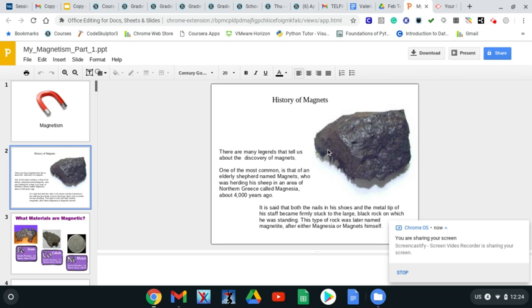A little fun history. Some tell us about a Greek guy named Magnes who lived in Magnesia, and I'm not really sure who they named it after, but he'd have nails stuck to his shoes, and the metal tip of his staff got stuck to the large rocks, and his shoes would get stuck to the rock, and he's like, "What's going on? Why is it sticking to me?" And so it was magnetism on those rocks.